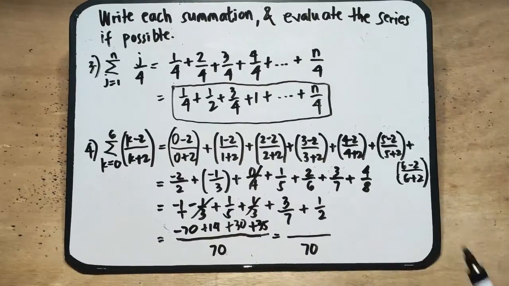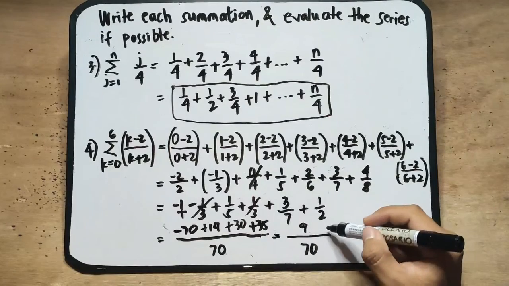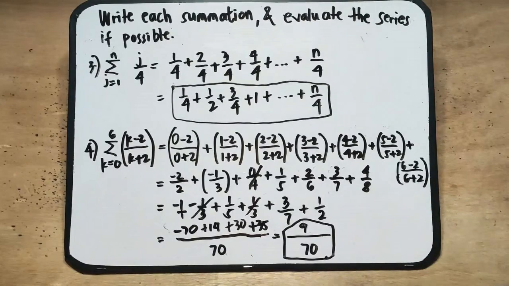Negative 70 plus 14 is negative 56 plus 30 is negative 26 and plus 35 is positive 9. So the value of the series after evaluating it is 9 all over 70. So this is how we write a given summation to its expanded form, I mean. And if the upper bound is given, if there is a value for its upper bound, we can evaluate it. Pero kapag walang value, variable lang siya, hindi natin siya pwedeng ma-evaluate, just like in this item. Understood?